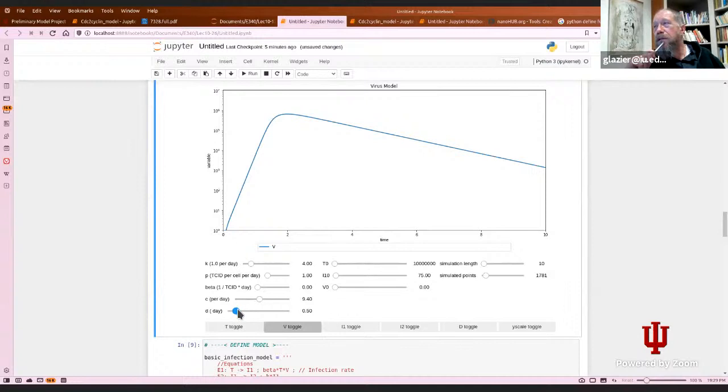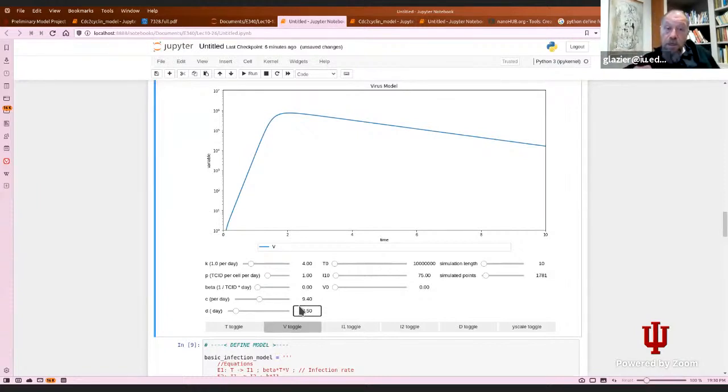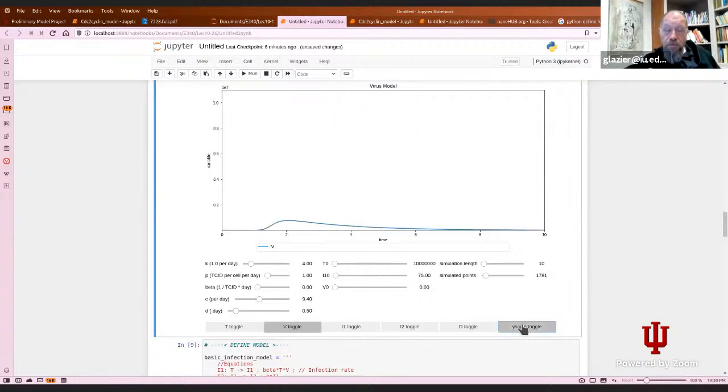That's a little too fast. That's pretty good, maybe a little bit bigger than that. Pretty close, maybe 0.5. I'd say 0.4. That's a little, yeah, I'd say 0.5. So if we guess that the cells live about 2 days with the virus, that gives us a curve that's pretty compatible with the experiment for influenza.